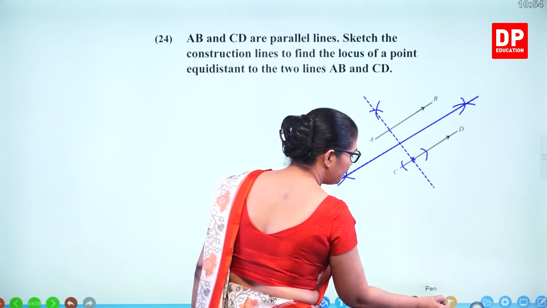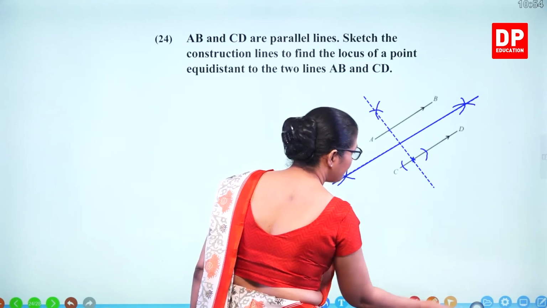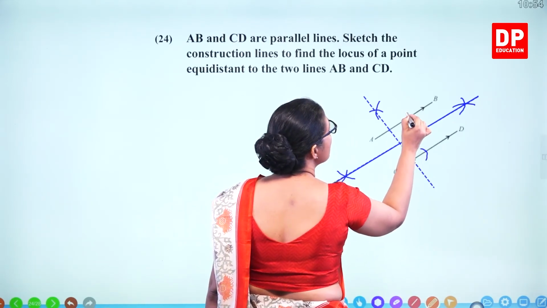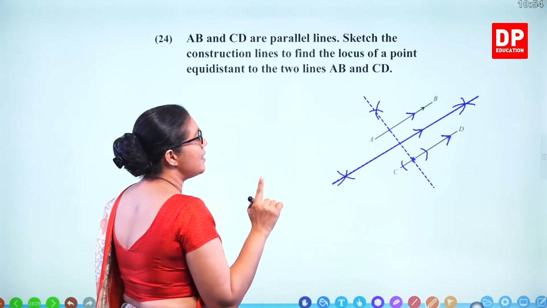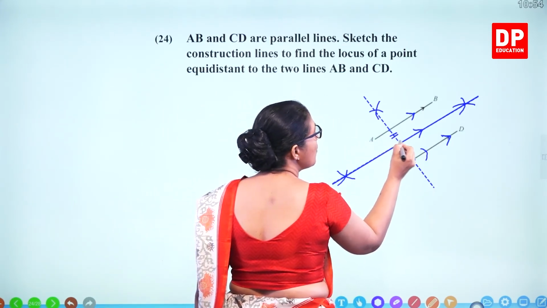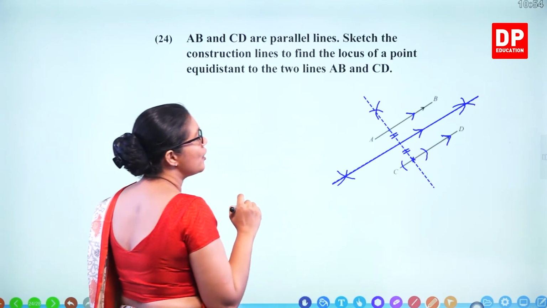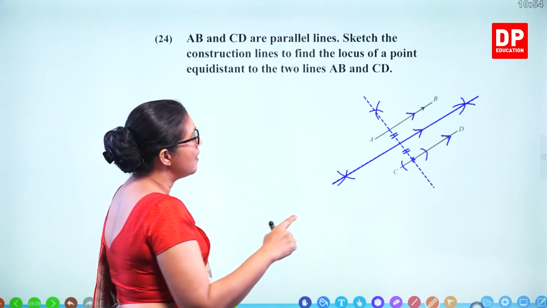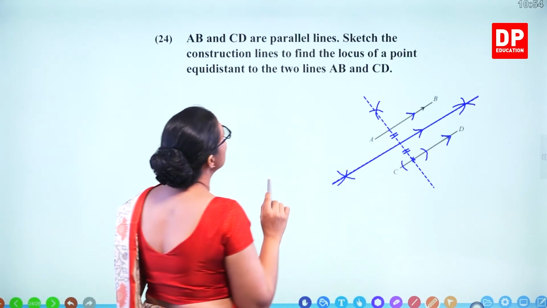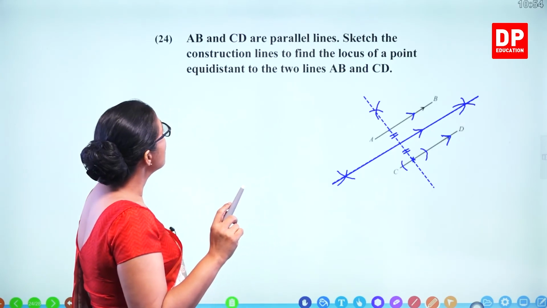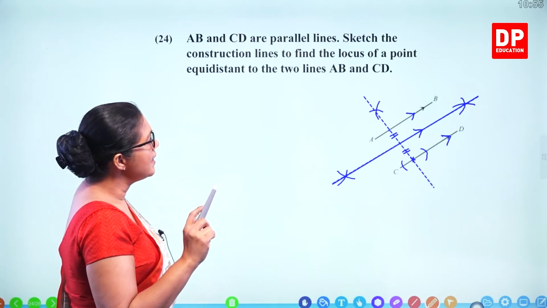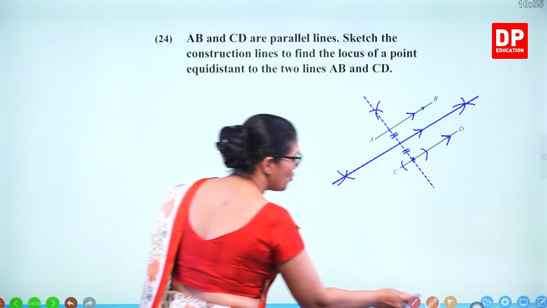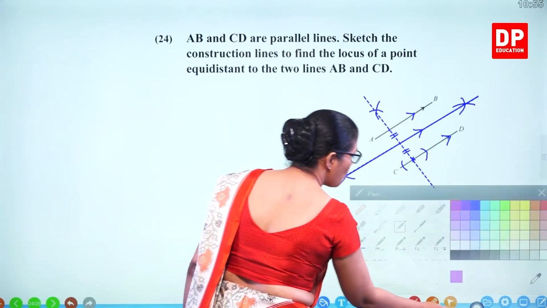Parallel to this line, all three lines are parallel. And you need to know this is equal distance, the perpendicular bisector of this point and this point. So that's the locus of a point equidistant to the two lines AB and CD. So you get 2 marks for that.